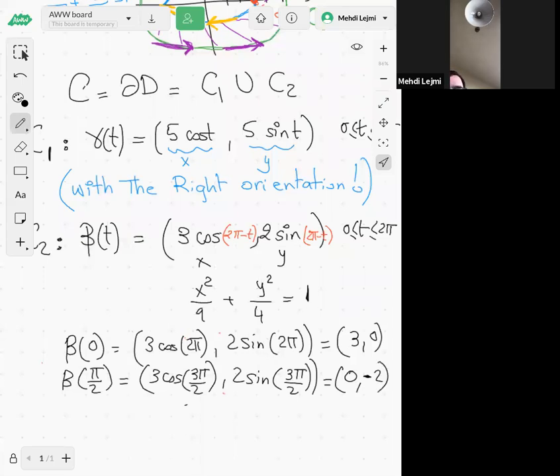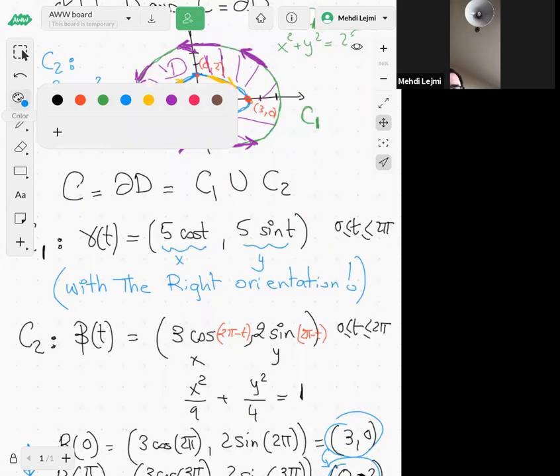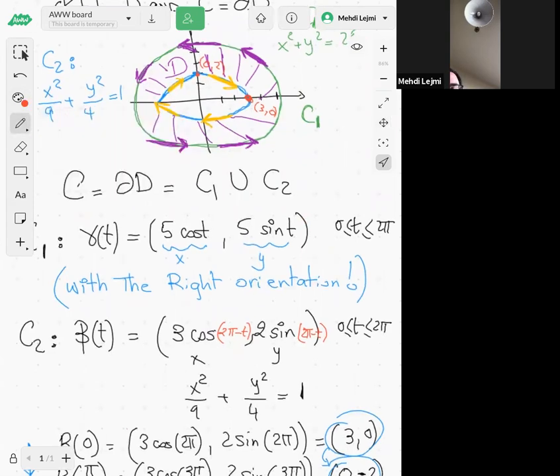So what I'm saying now is that my particle is moving from 3, 0 to 0, negative 2. So here is, this is of course a 0, negative 2. So I'm moving from 3, 0 to 0, negative 2. And that's the clockwise rotation, right? And that's exactly like one side with the required orientation, right? So you see the difference, guys? Yeah, so that would be the correct orientation.